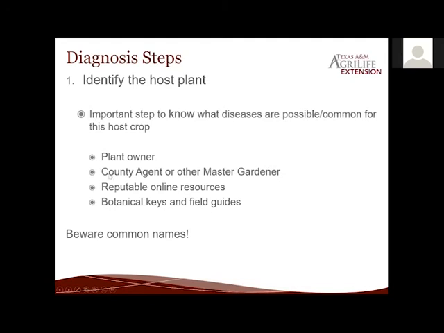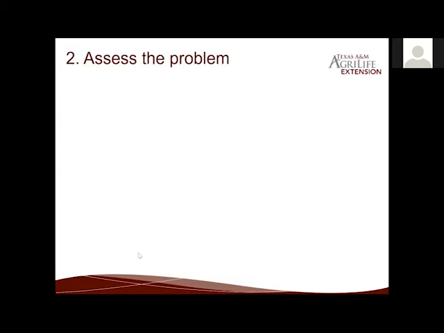Your plant owner, county agents, or other master gardeners that have been doing it a while are super helpful for this. Also reputable online resources, taxonomic keys, and field guides. The main thing here is be careful of common names because they're not universal, especially regionally, so that can be a tricky thing. And it's really important to know this because it automatically eliminates a lot of possibilities, because not all pathogens can cause disease on all crops.